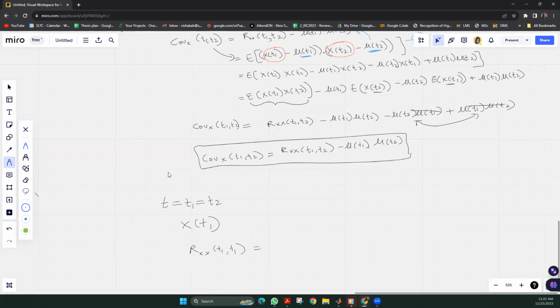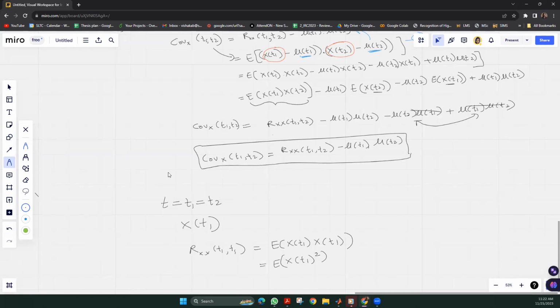So this means we are actually counting the correlation between the same variable. So that one will be equal to E[X(t1) X(t1)], which is like E[X(t1) squared]. Because we are considering the same variable, by the definition, we are taking the product between the two random variables to find the autocorrelation.